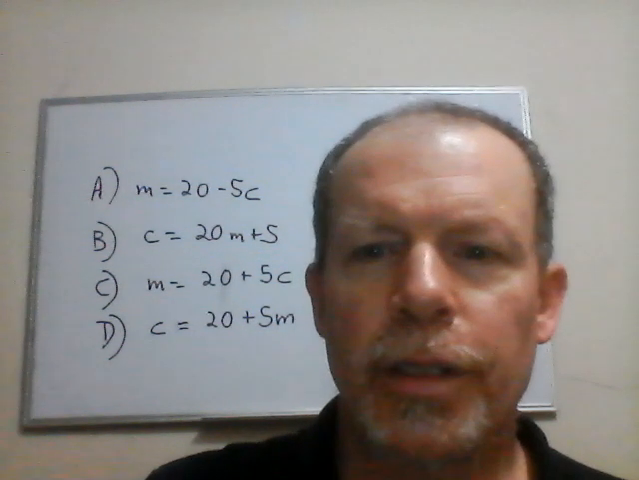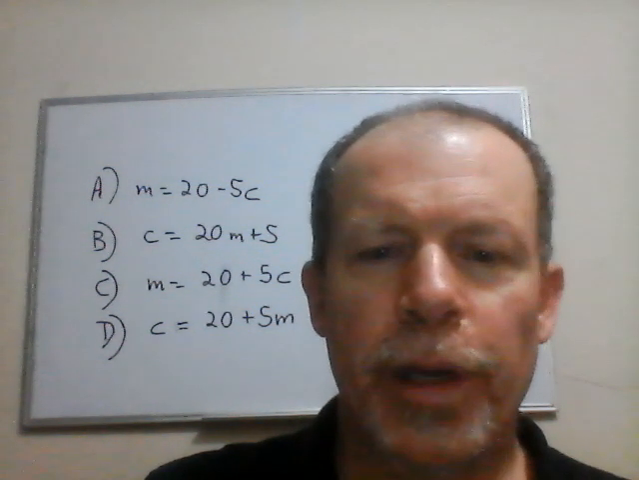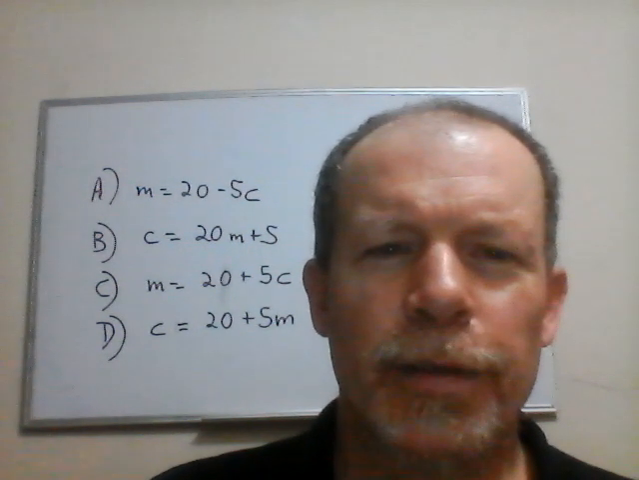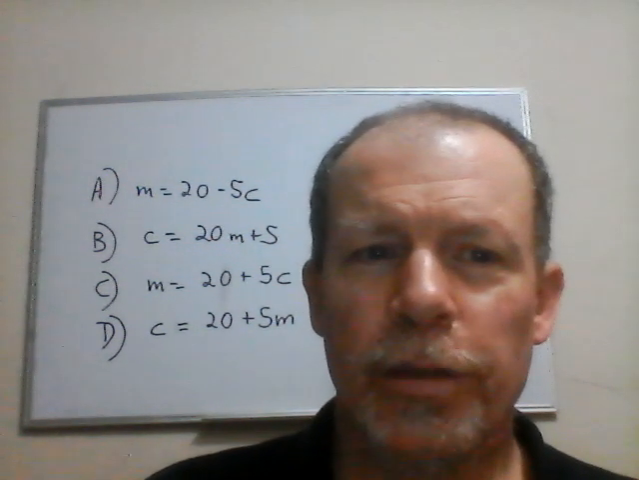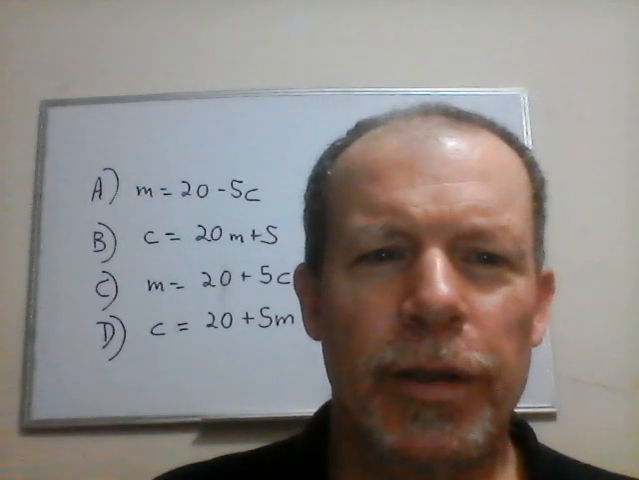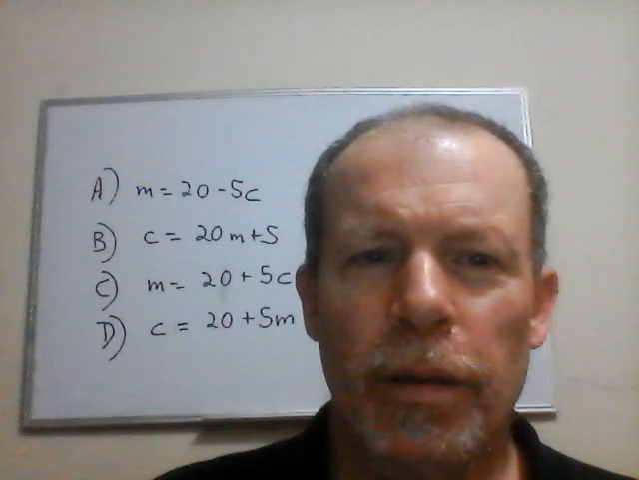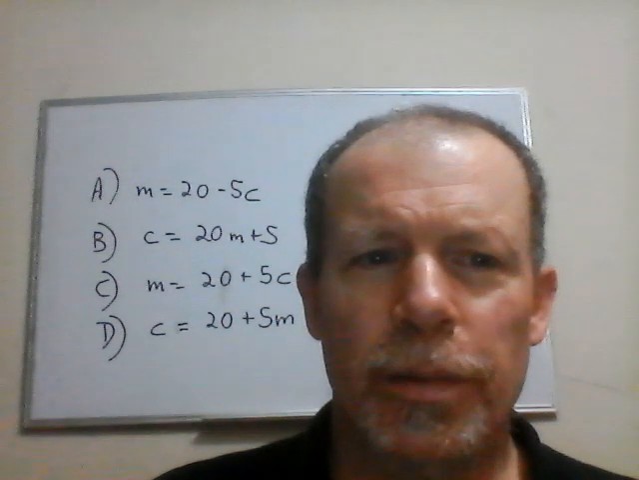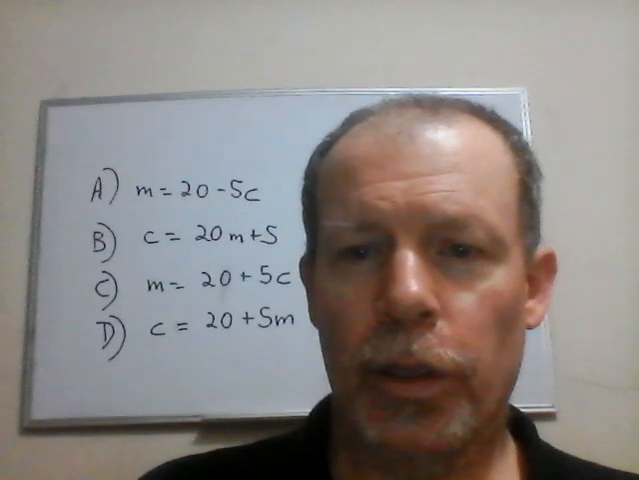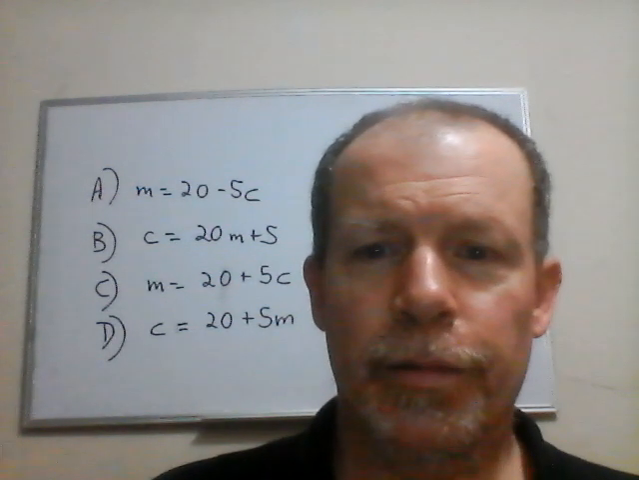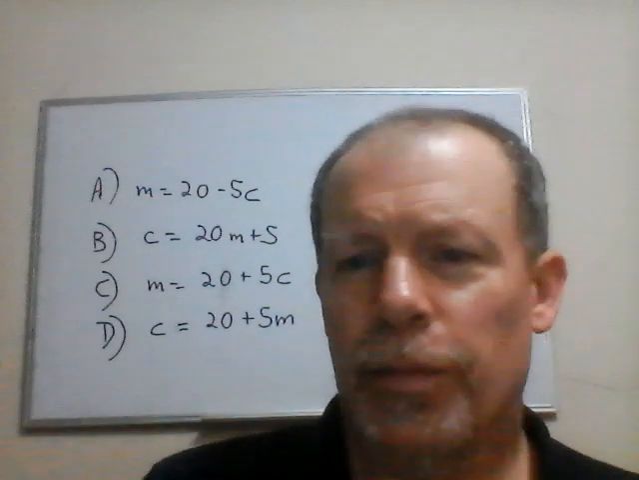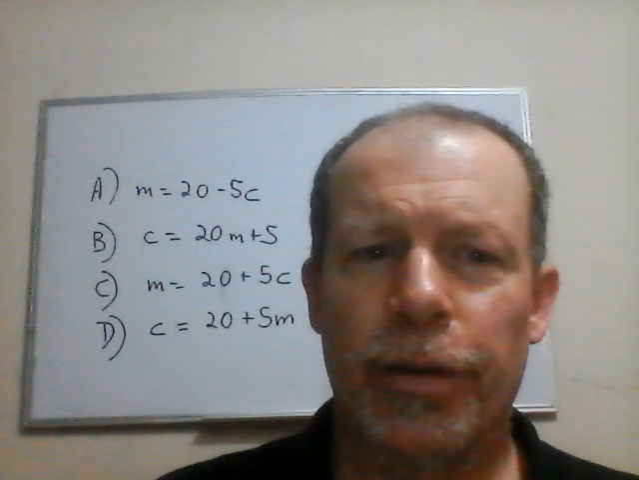SAT workbook, page 337, problem 2. A limo driver charges an initial fee of $20 and $5 for every mile traveled. If the number of miles is M and the total cost is C, which of the following represents the relationship between C and M? Now, a normal notation of this kind of relationship would have C all by itself, C being the result of calculating the other things.